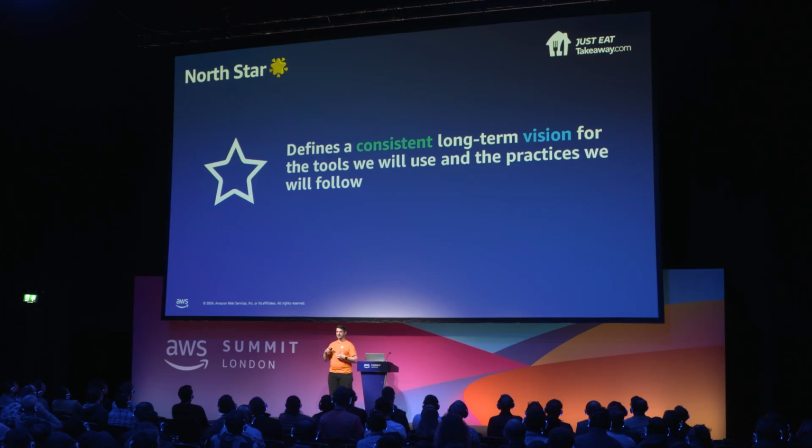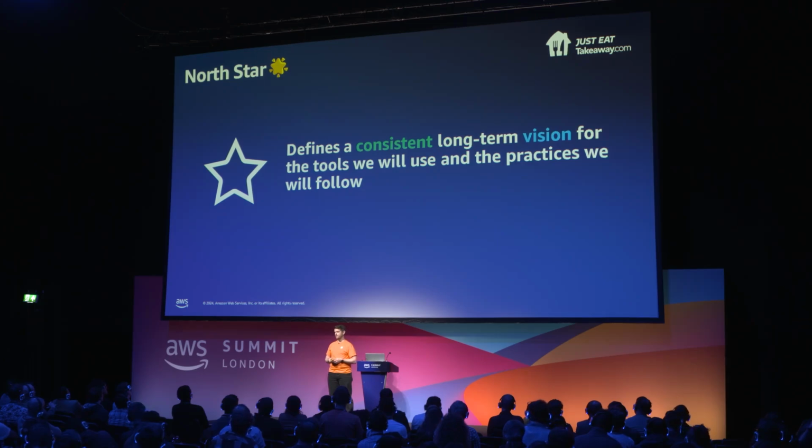So looking at our engineering practices, we have a really large and diverse engineering organization at justeattakeaway.com. We've taken the time to listen to our engineers, to understand their pain points, what they like and what they dislike, and what they would like to see in the future from their observability tooling. With this insight, we've built an observability North Star, which defines a consistent, long-term vision for the tools we will use and the principles and practices that we will follow. By following this vision, we expect that we will reduce cognitive load for engineers, allowing them to move more quickly and react more effectively to issues as they happen.